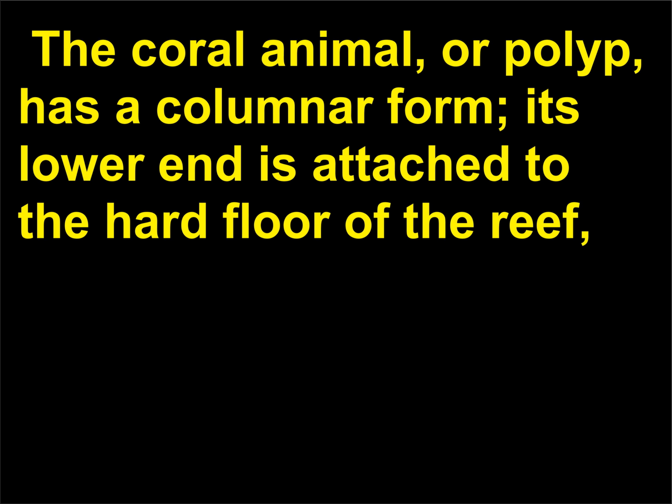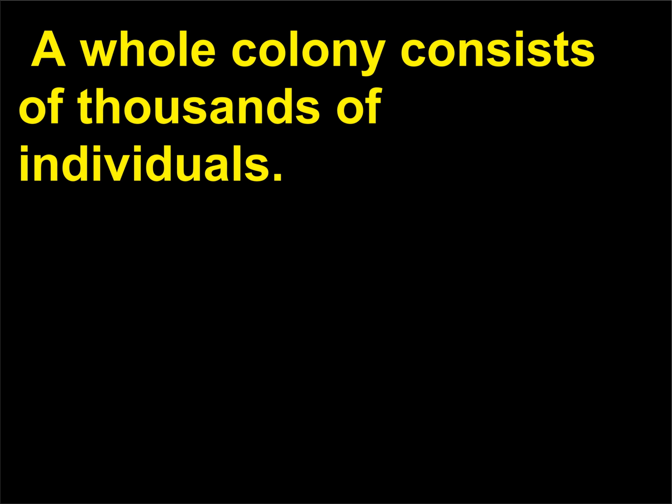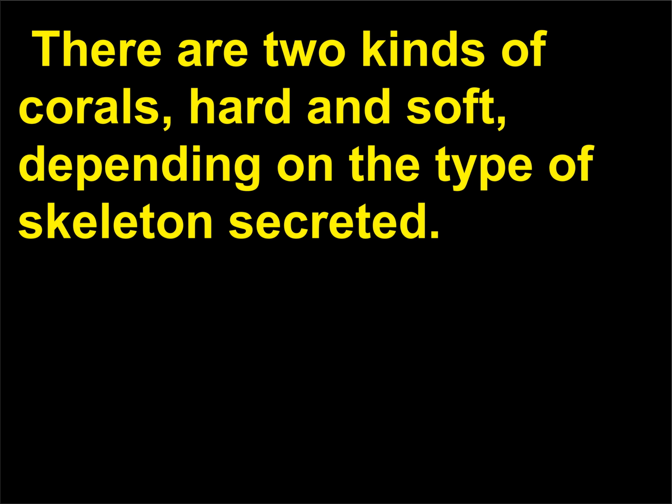The coral animal, or polyp, has a columnar form. Its lower end is attached to the hard floor of the reef, while the upper end is free to extend into the water. A whole colony consists of thousands of individuals. There are two kinds of corals, hard and soft, depending on the type of skeleton secreted.